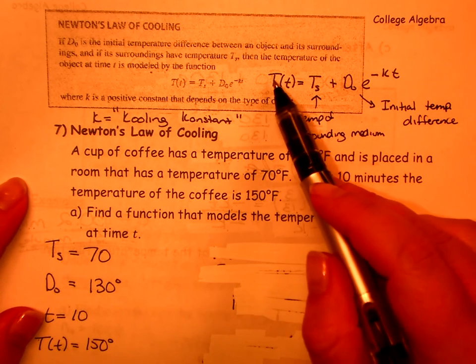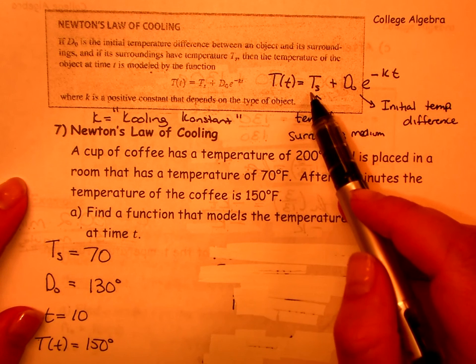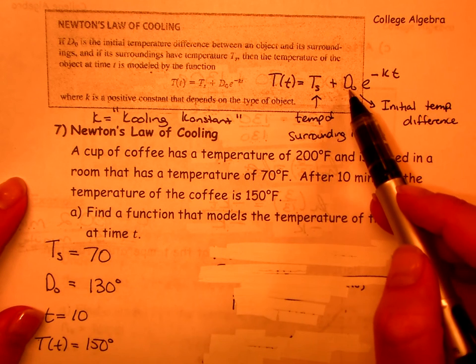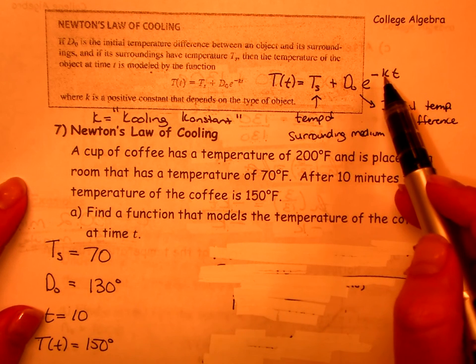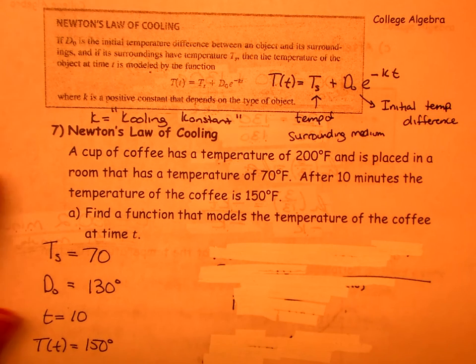Okay, so T of t is the temperature after time has elapsed. Then we're going to put our surrounding temperature in there, our temperature difference in there, and then we're going to look at what our cooling constant is.